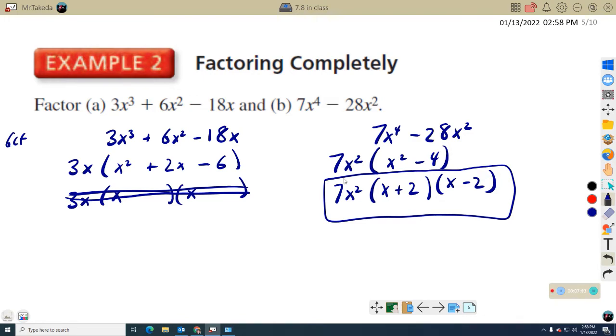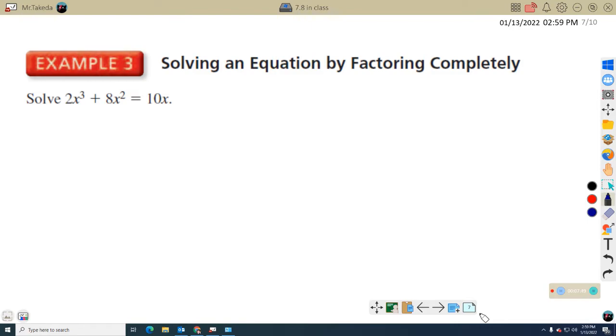Either it's a special case, or it's simple factorable trinomial, complex trinomial, or it could be a 4-term polynomial. Here's an example of an equation. Now we've done equations before, and this is only like one step away from what we had before.